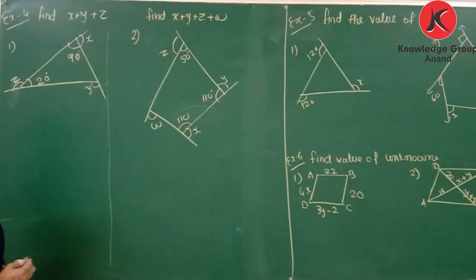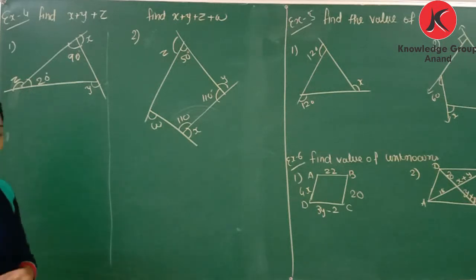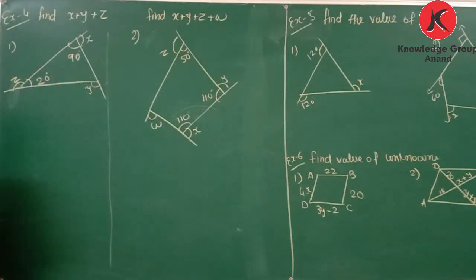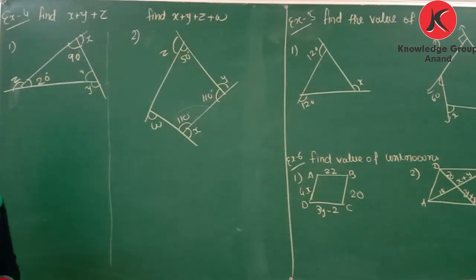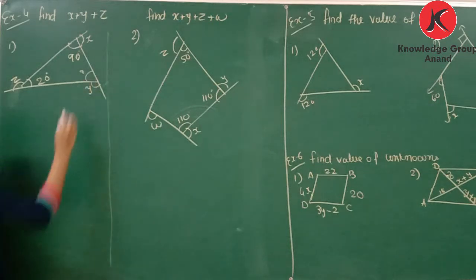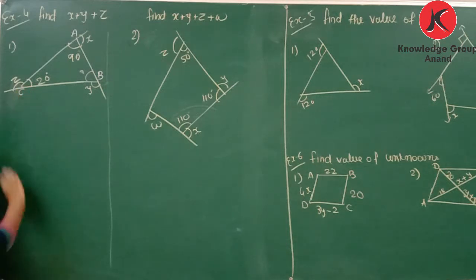Now here question number 4, find x plus y plus z for this figure. Now what is x, y and z? You can see x, y and z are the exterior angles. Okay, and you need to find the addition of them. So here interior angle is 20 and 90 is given. So to find this angle, how do we get the exterior angle if we know its interior angle? So first of all we need to find this angle. Let's say this is A, B and C.